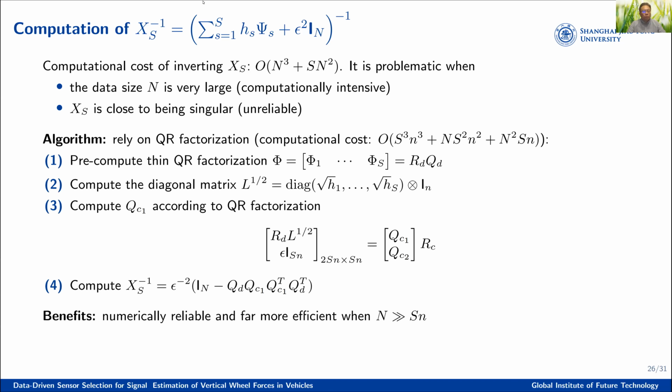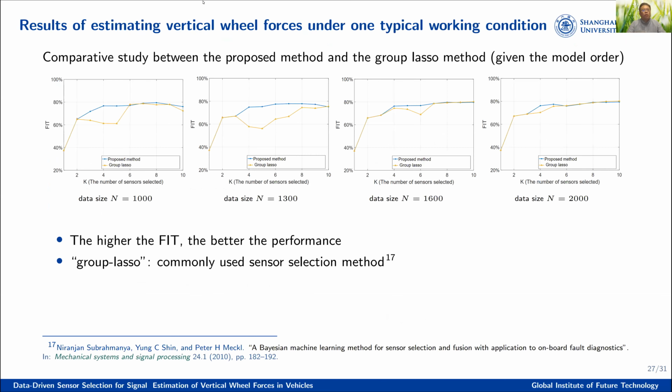So what we do is we conduct this QR factorization in advance, before we really solve the optimization. The benefit is that this will make the system numerically reliable and far more efficient when n is larger than Sn here. Due to the time limitation, I will not go through every detail of this calculation procedure. Everyone who is interested can refer to the paper for the details. But with these three considerations, we can easily solve this problem.